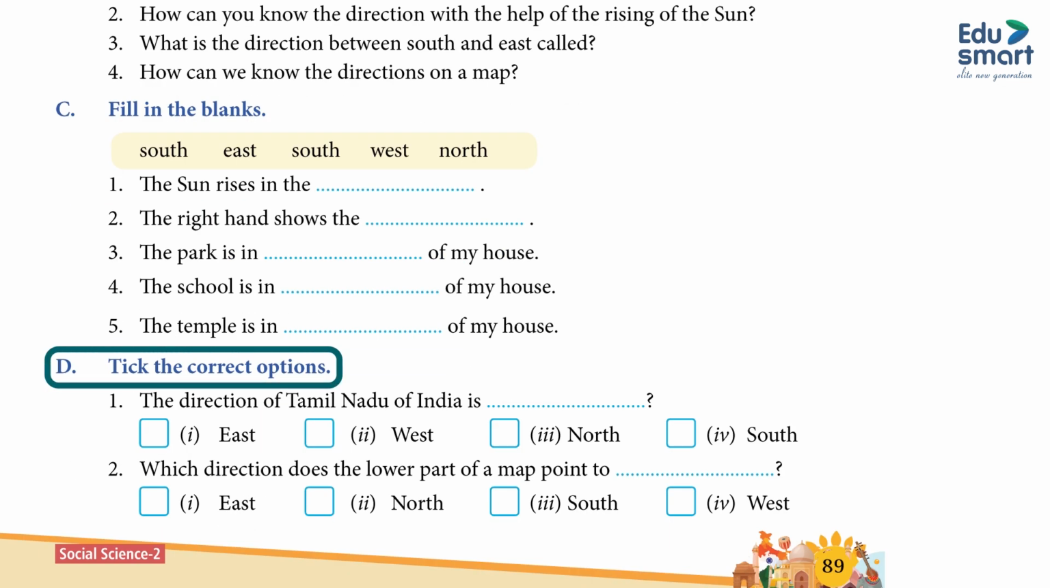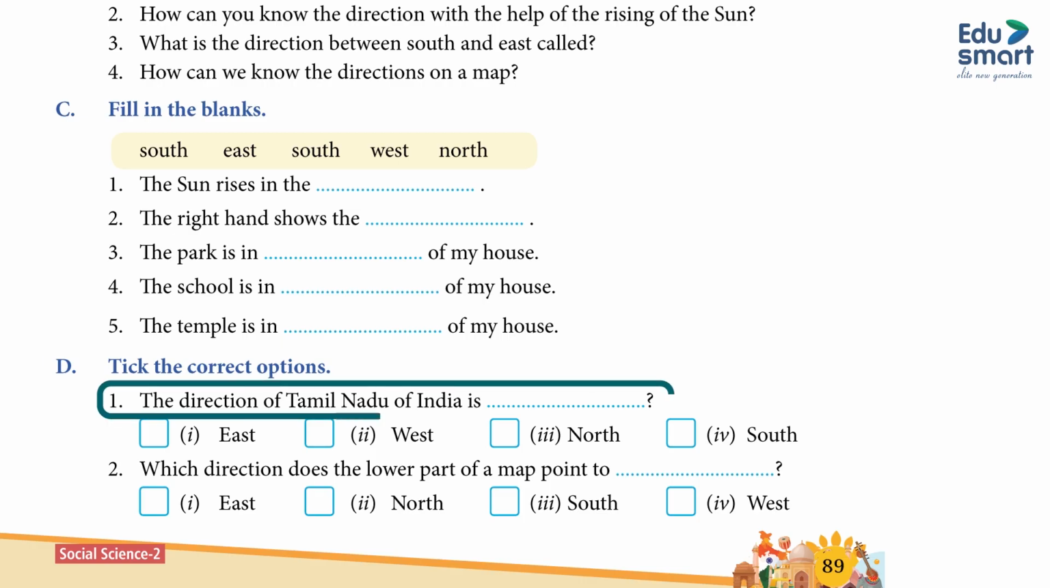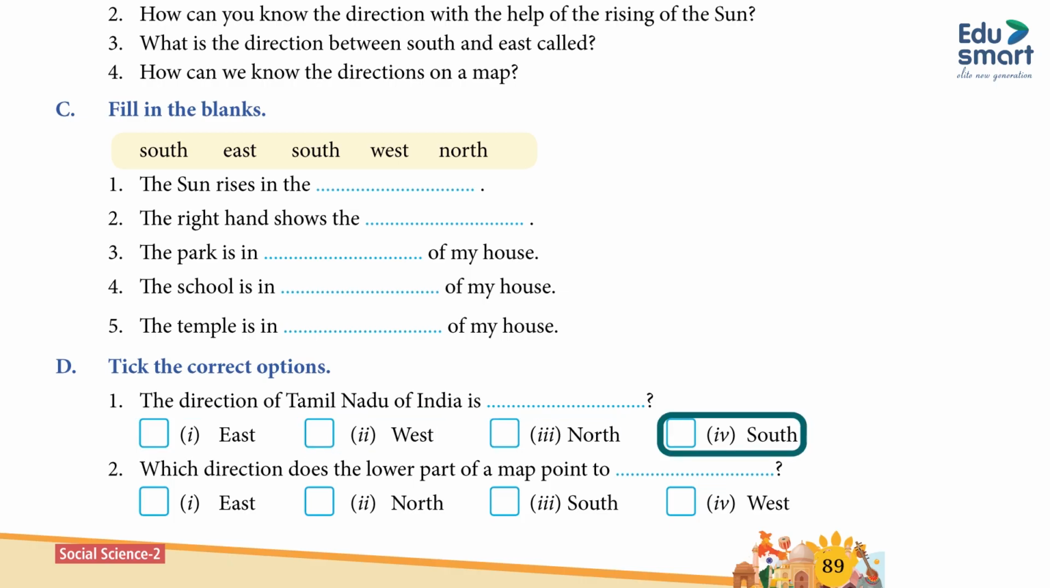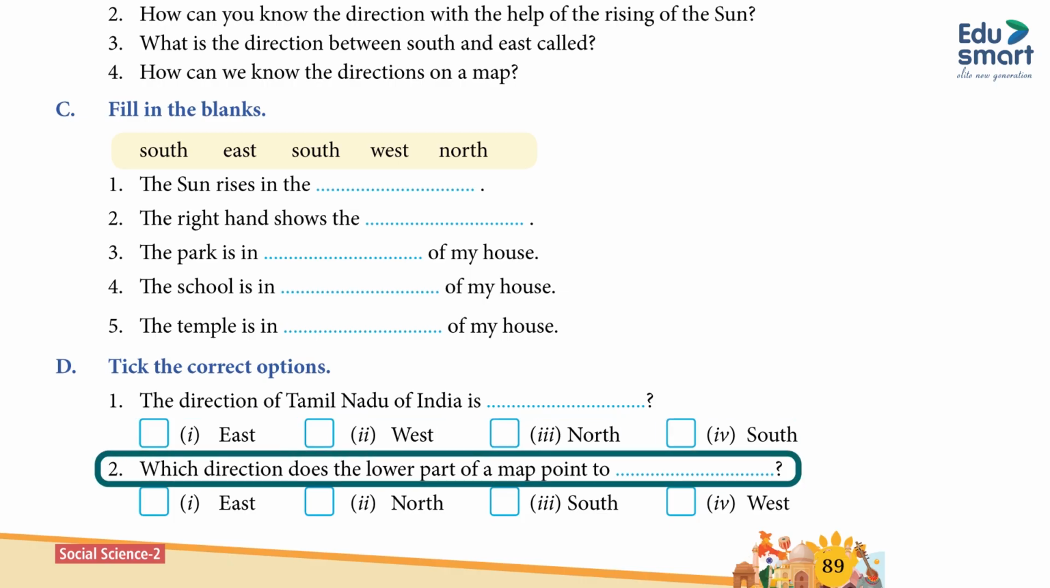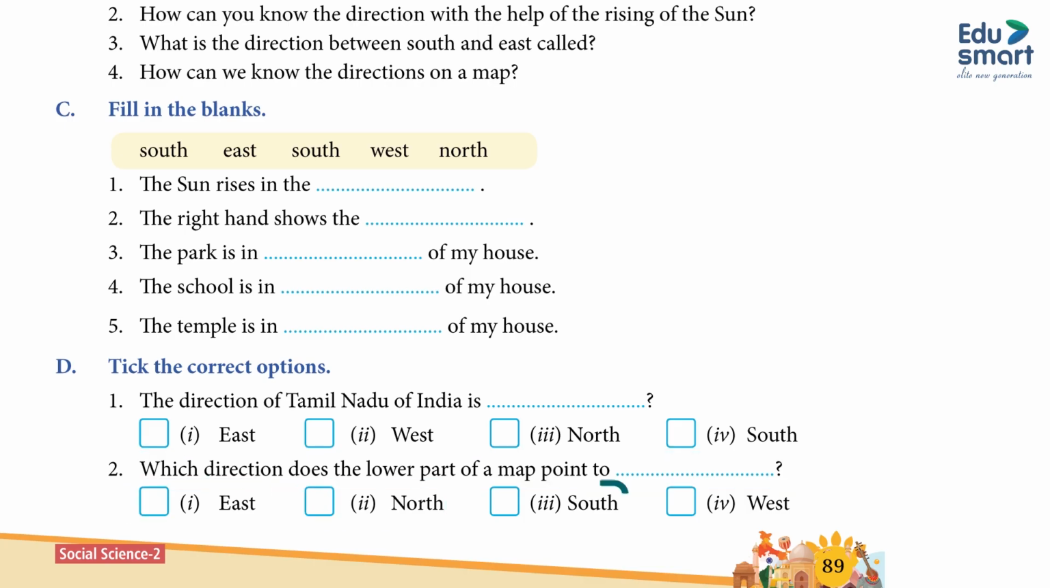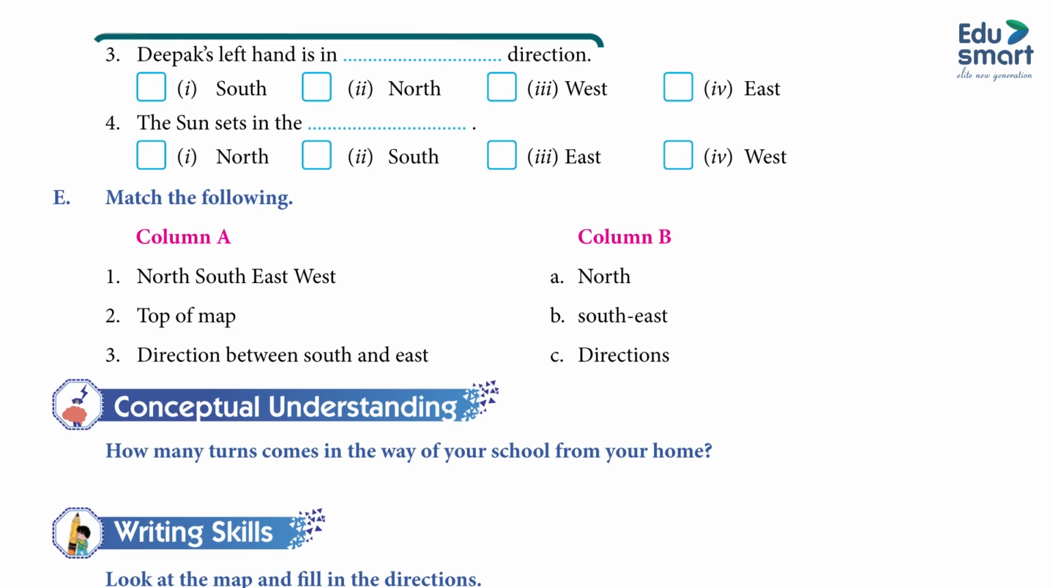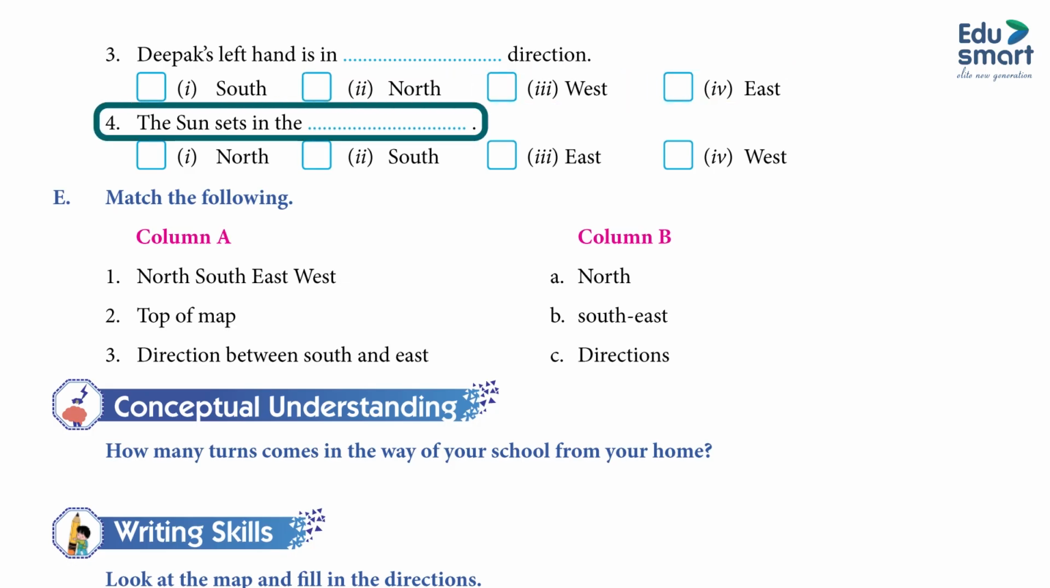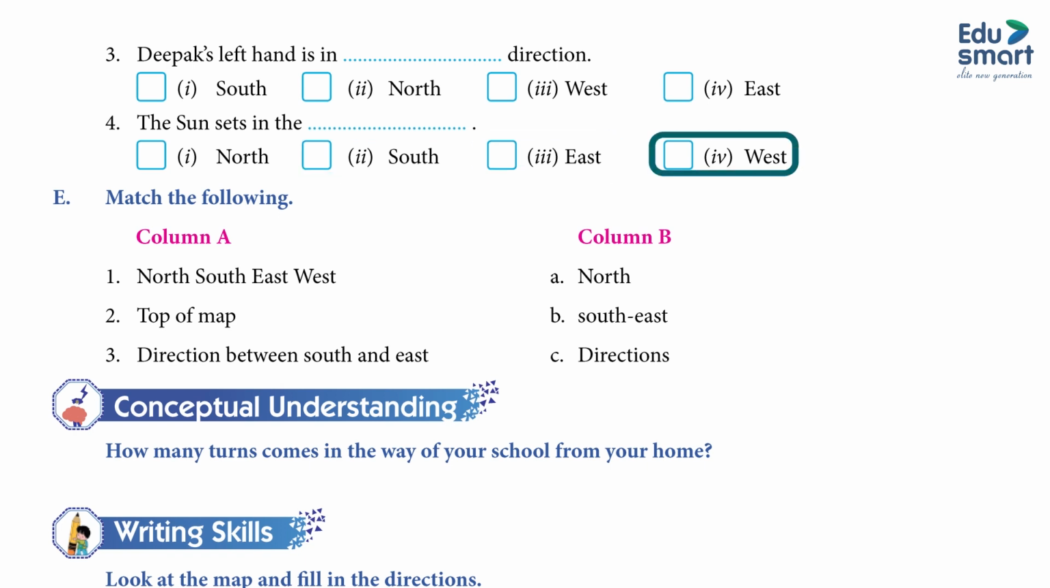D. Pick the correct options. 1. The direction of Tamil Nadu of India is dash. 1 east, 2 west, 3 north, 4 south. 2. Which direction does the lower part of a map point to? 1 east, 2 north, 3 south, 4 west. 3. Deepak's left hand is in dash direction. 1 south, 2 north, 3 west, 4 east. 4. The sun sets in the dash. 1 north, 2 south, 3 east, 4 west.